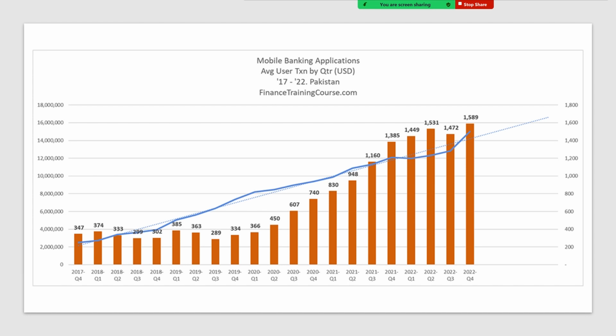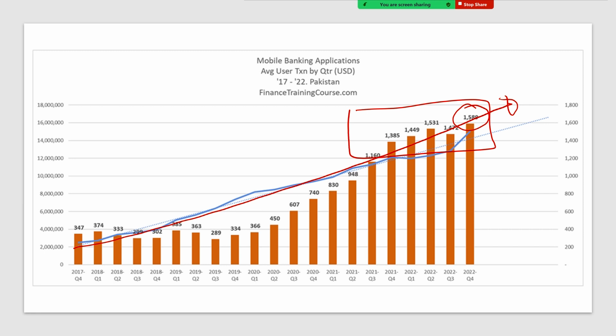This is a growth in mobile banking application users and their average transaction size by quarter. You can see that this trend is going up. But why is it going up? What is driving that growth? Can you build that model? Can you identify that model?